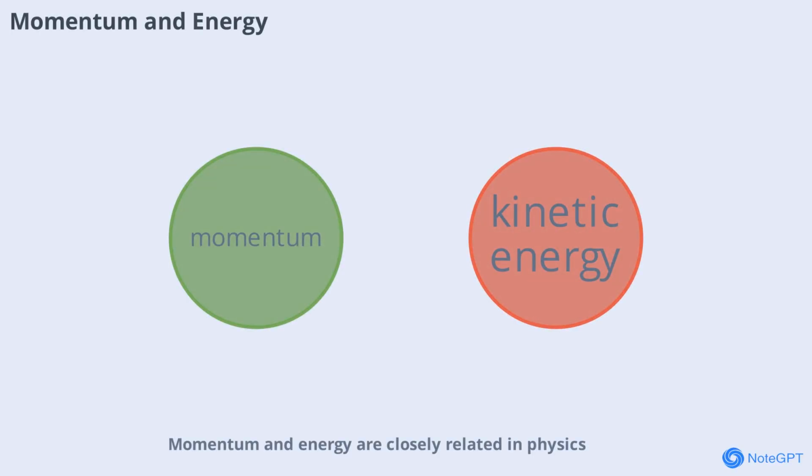Momentum and energy are closely related in physics. While momentum measures motion, kinetic energy measures the energy of that motion. Both depend on mass and velocity, but they're used in different ways to analyze movement and collisions. Understanding both concepts gives a fuller picture of how things move.